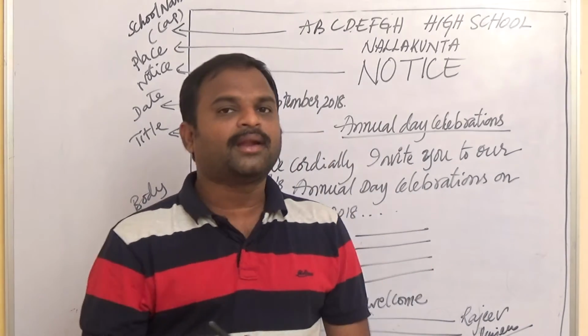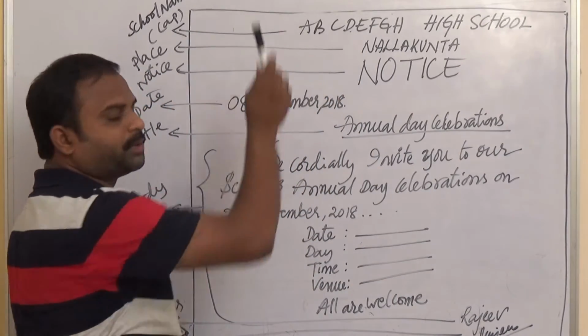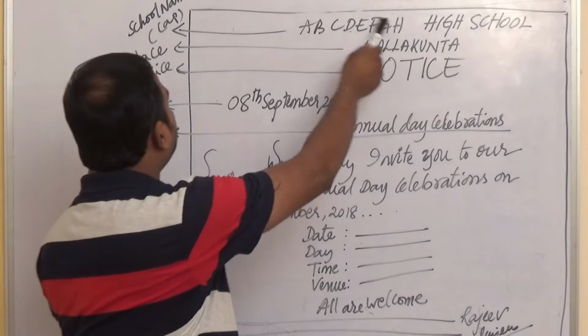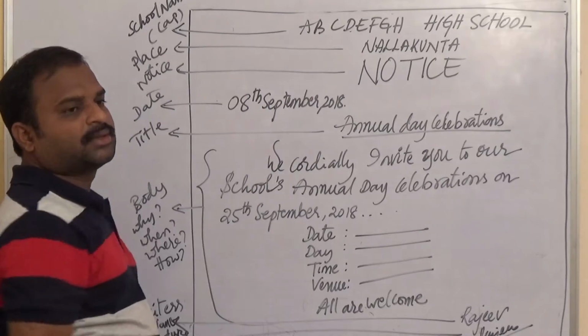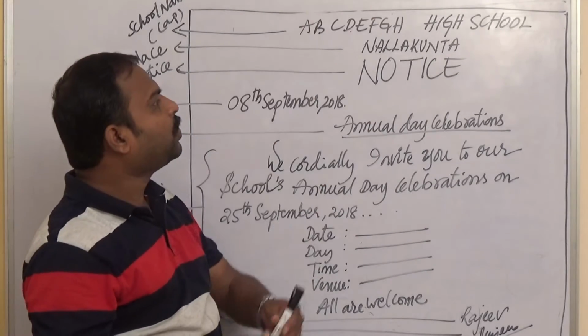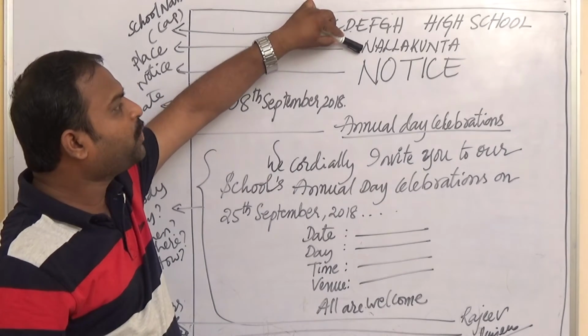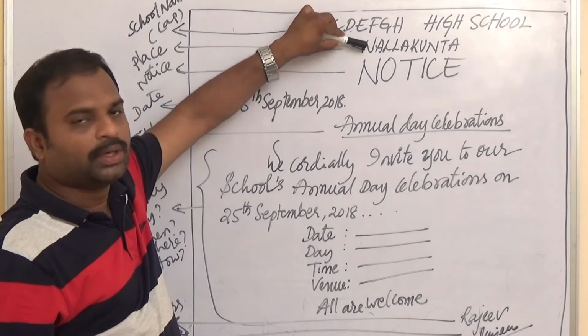Here, first one, write the name of the organization or school on the top. Better to write the name of the organization in capital letters. Then after writing the school name or organization name, better to write the place of the organization exactly below the school.